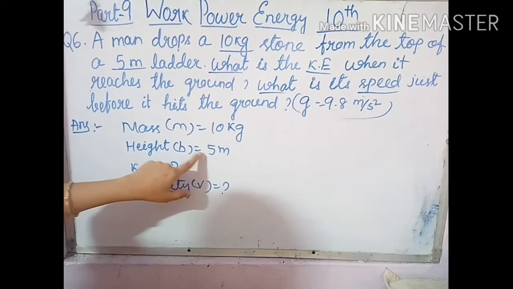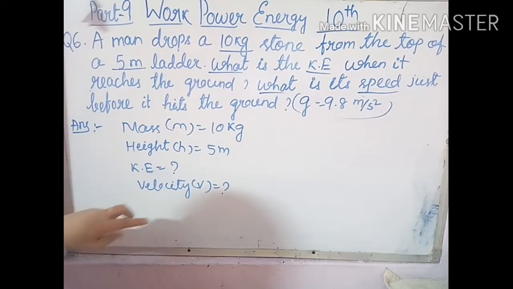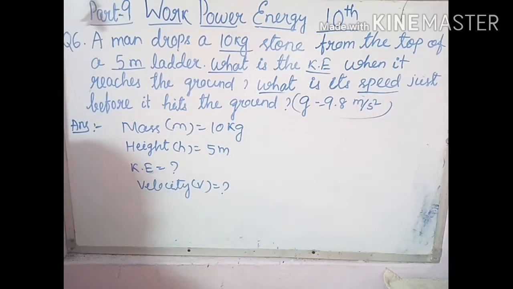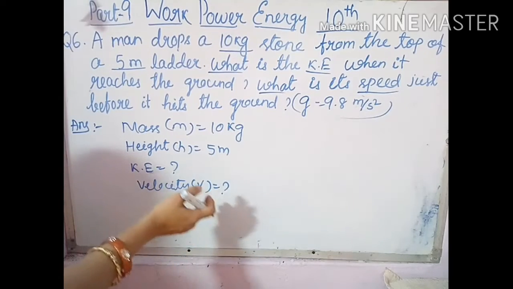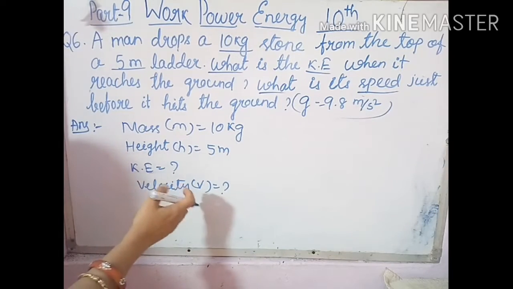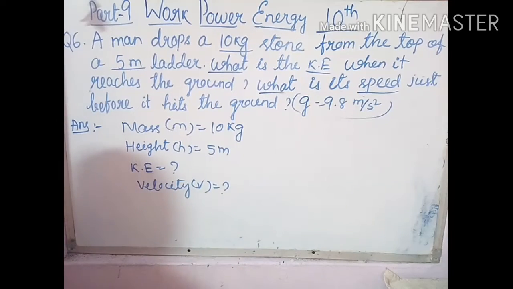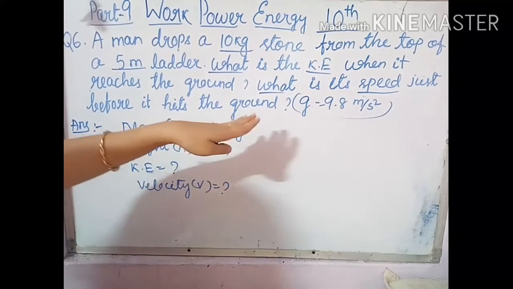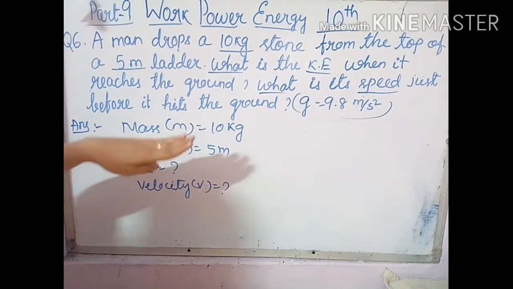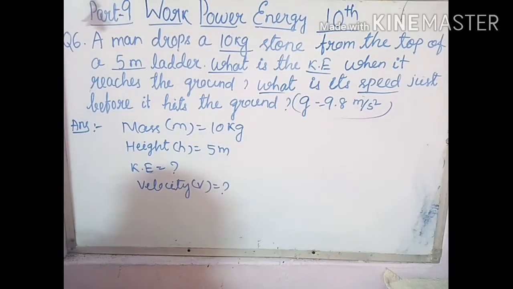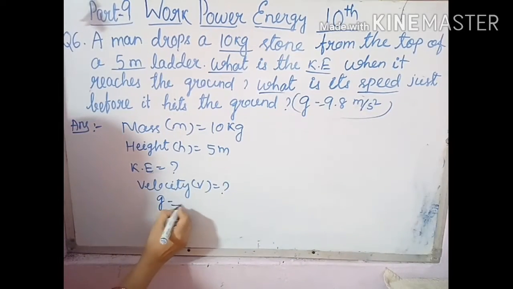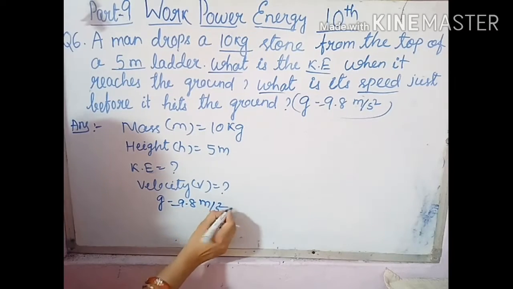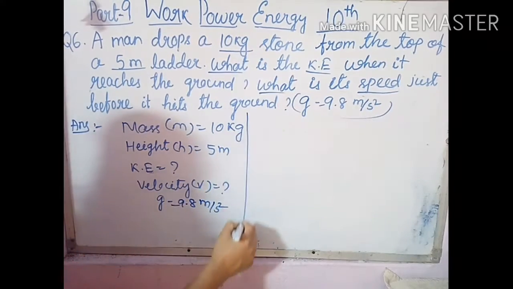Now h is given. As it is under gravity, h means you can put s. So again you have to go to the equations of motion. I will put the third equation only, because we have to calculate v, as it is asking the speed. Then you can put u equal to 0, and a will turn to g. G is given, that is 9.8 meter per second square. So from the third equation of motion I will calculate v.